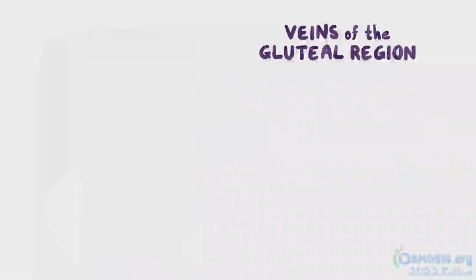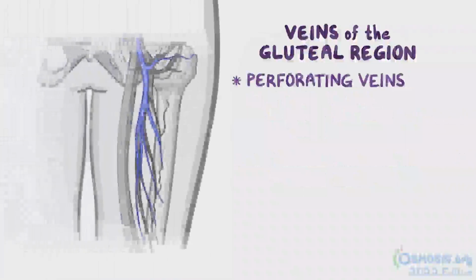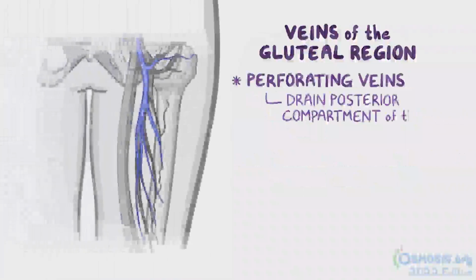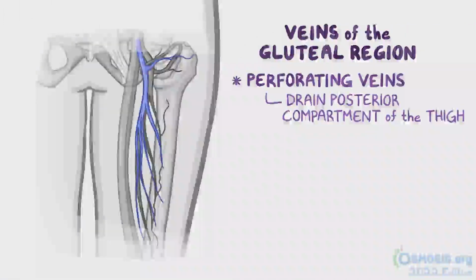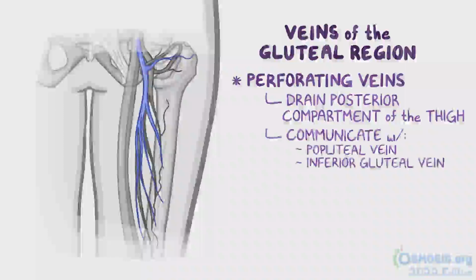And finally, there are also perforating veins which accompany the arteries of the same name to drain blood from the posterior compartment of the thigh into the profunda femoris vein. The perforating veins, like the arteries, usually communicate inferiorly with the popliteal vein and superiorly with the inferior gluteal vein.